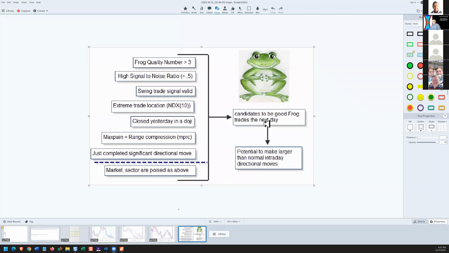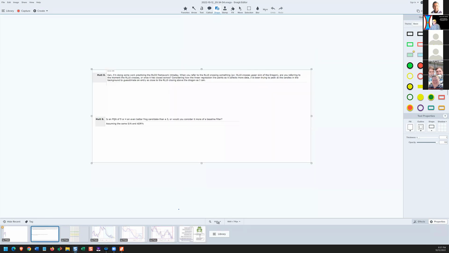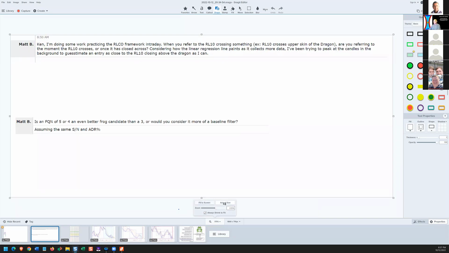All right, so there was a question in the chat room today from Matt. A couple things. Is a frog quality number of 5 or 4 an even better frog candidate than 3, or would you consider it more of a baseline filter? It's really one of the conditions. It's not even a filter.